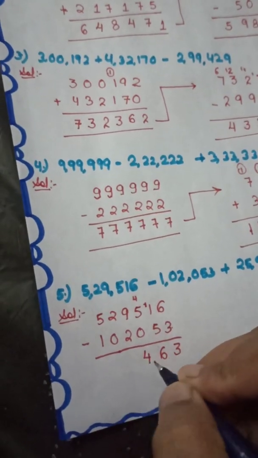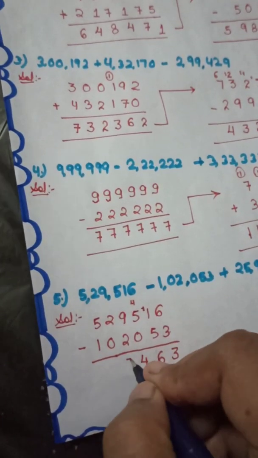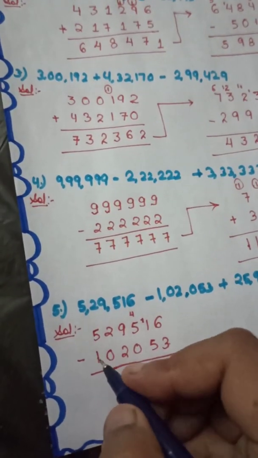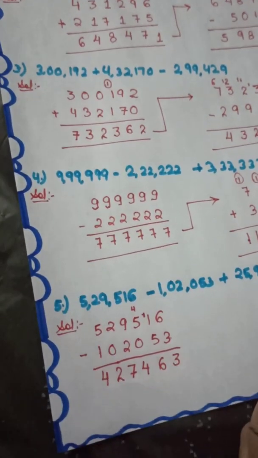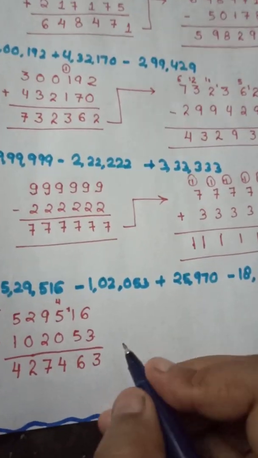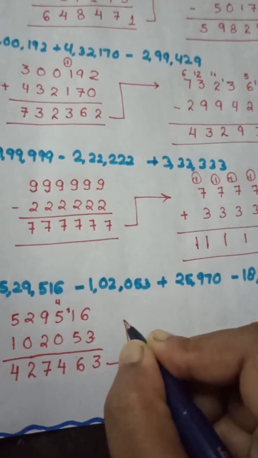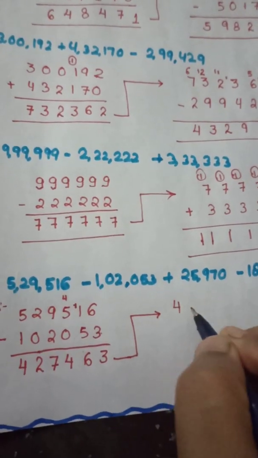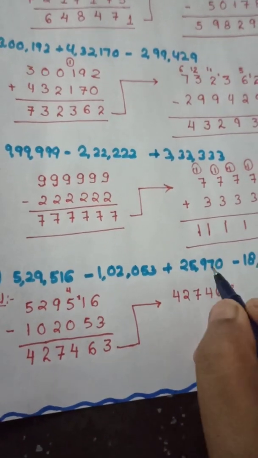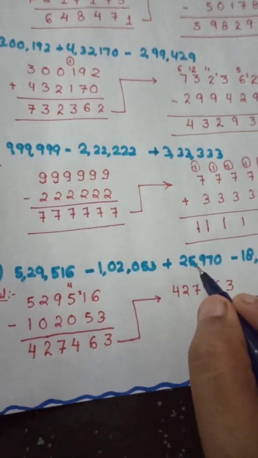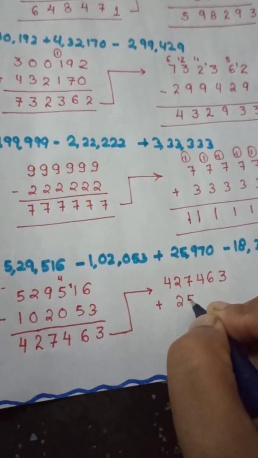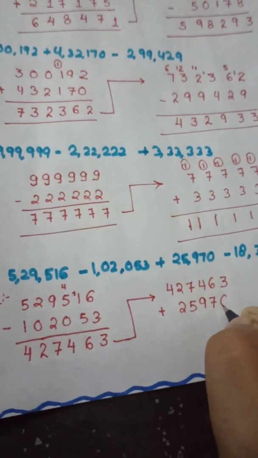4 we will write down as it is. Then 2 subtracted from 9, 7. Here we'll write 2 as it is. And here 1 subtracted from 5 will give us 4. Okay, so this answer we have got over here. Now make an arrow again, write down this answer: 427463. As we have this as the third number, we will add this number now to this answer.